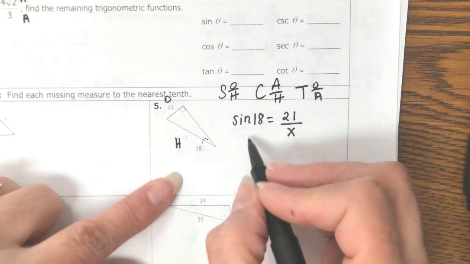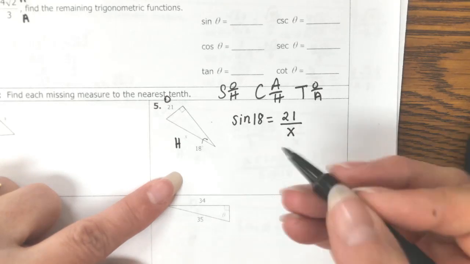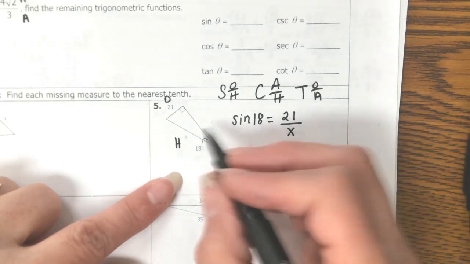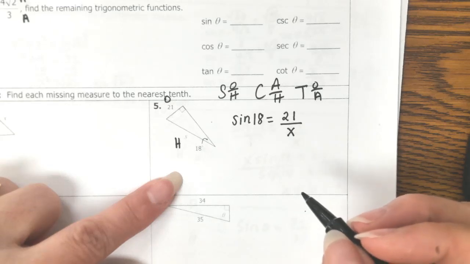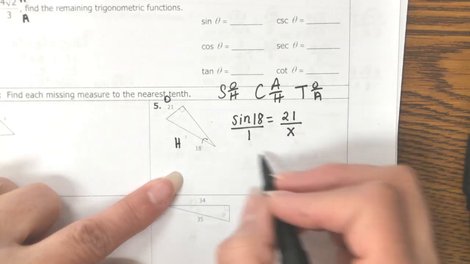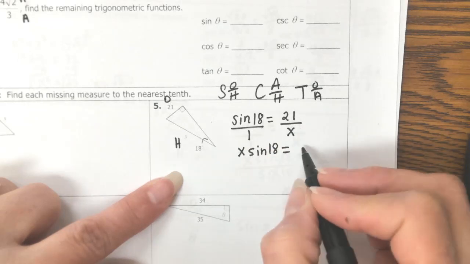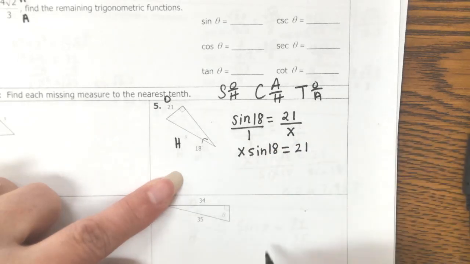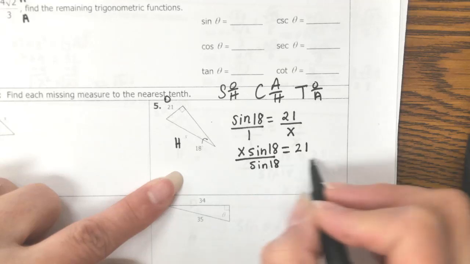You could put a 1 under this and cross multiply. That's kind of a favorite way. Or you can multiply both sides by x. Which do you prefer? Okay. If I put a 1 under it and cross multiply, I'll get x times sine 18. And on the other side, I get 21 times 1 is 21. I'll then divide by sine 18.